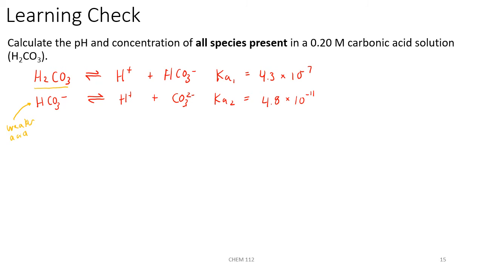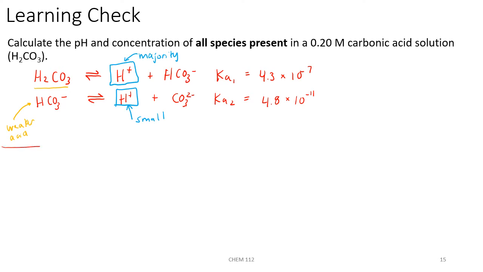Now, something that will help us with our calculations to make this a little bit easier is to know that since H2CO3 is stronger than hydrogen carbonate, when carbonic acid dissociates, the majority of the hydrogen ion that's formed comes from the first step. So the majority of the hydrogen ion is produced in step 1. The amount of hydrogen ion that's produced in step 2 is very small compared to the first amount. So we'll be able to use this fact when doing our calculations to simplify them a little bit. So let's look at each of these two equilibria separately.